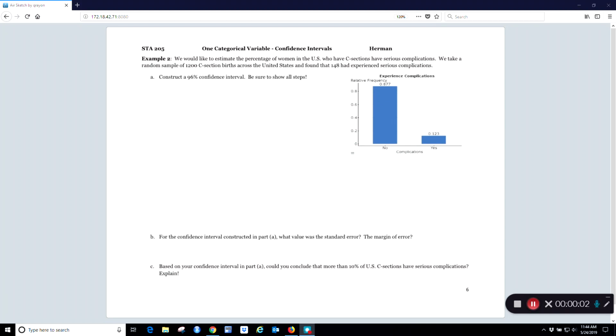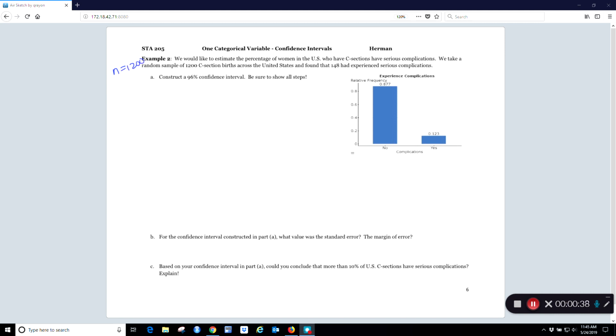In this video, we're just going to start by looking at another example, applying what we've learned so far. So you could always pause the video and work the problem. I'm going to first go ahead and make sure we have some numbers labeled correctly before we continue on. But then you can pause it, try a step, and then see if you match what I get. So we're trying to estimate the percentage of women in the United States who have C-sections who have serious complications. So we took a random sample of 1,200 C-section births.